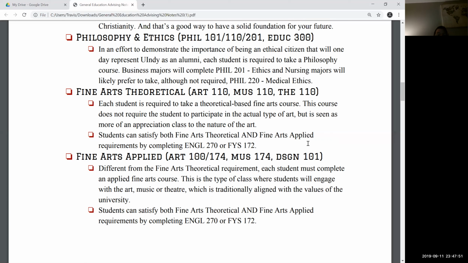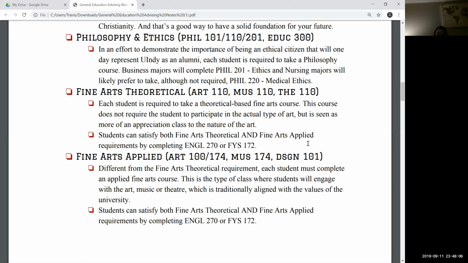Okay, and then Fine Arts Applied is, yes, you actually will do an art or a music or some type of thing that's considered art. So that is not something you have to be an expert in. Keep in mind, every student has to do this.